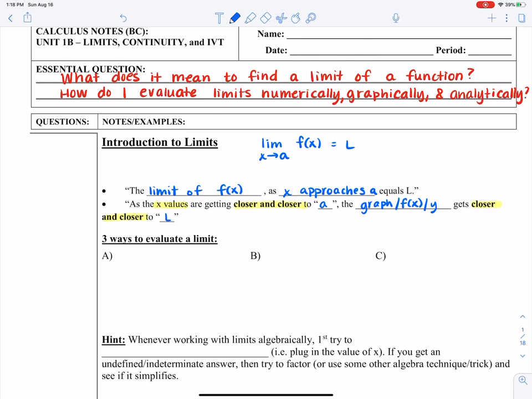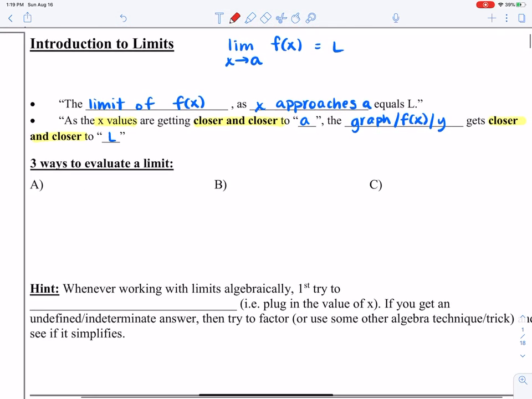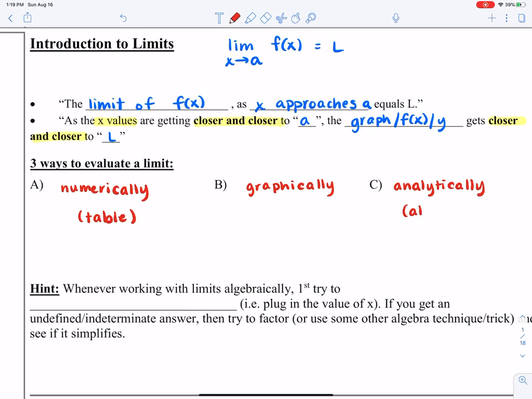There are three ways that we learn to evaluate a limit in calculus. I'm not sure you learned all three of these ways in pre-cal, but we're going to talk about all three. The first is using numerical methods. So we call this numerically evaluating a limit. And what this basically means is we're going to use a table. The second way is to take a graphical approach. The third way is to use an analytical approach. And analytically, in our case, means we're going to use some form of algebra to manipulate the expression.